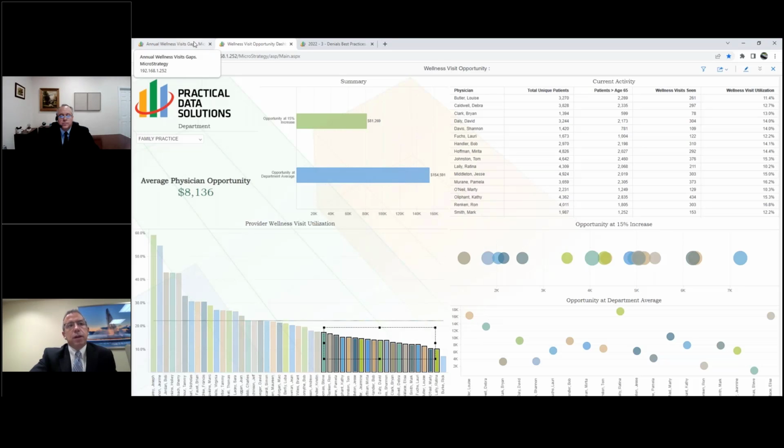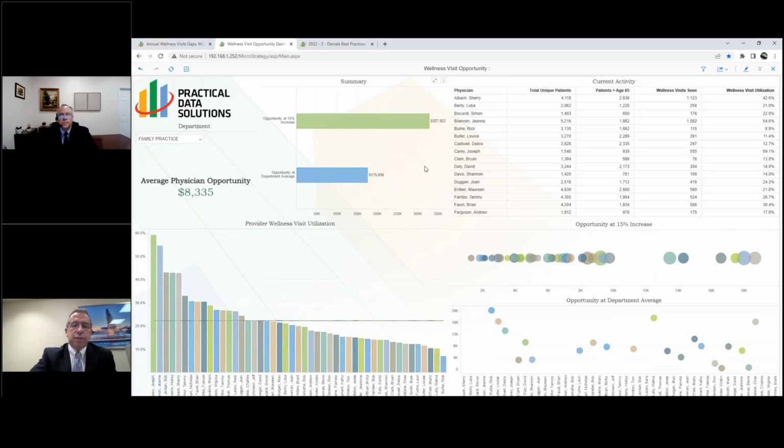And even from a cost and efficiency standpoint, if practices can incorporate, say, the nurse practitioner into the process of annual wellness, not only are you increasing your revenue opportunities, but you're doing it in a way that creates a lot of efficiencies for the practice.